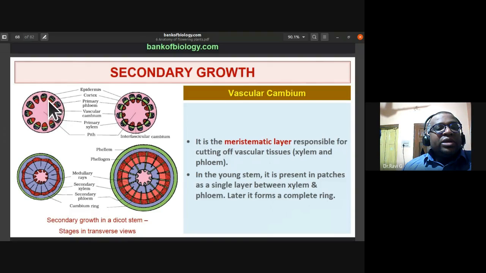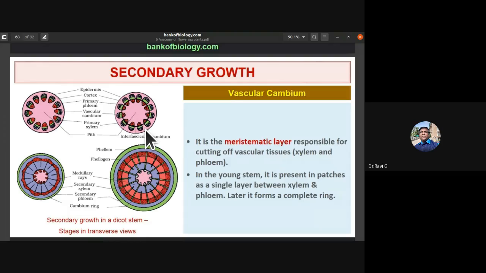They are going to form a complete ring. Once the interfascicular cambium is also formed, they form a complete ring. This complete ring of cambium we call vascular cambium. So vascular cambium is formed by the connection of the interfascicular cambium with the intrafascicular cambium. Now they are ready for the secondary growth within the stele, and that is taking place by vascular cambium.